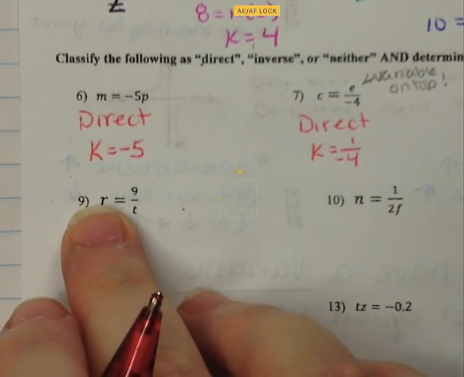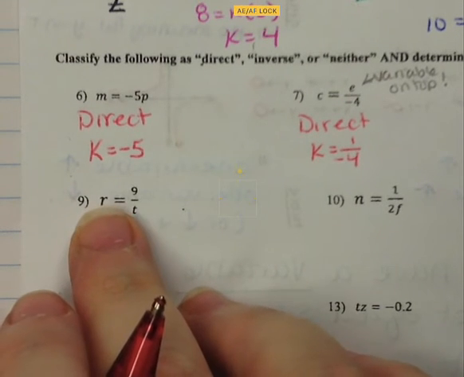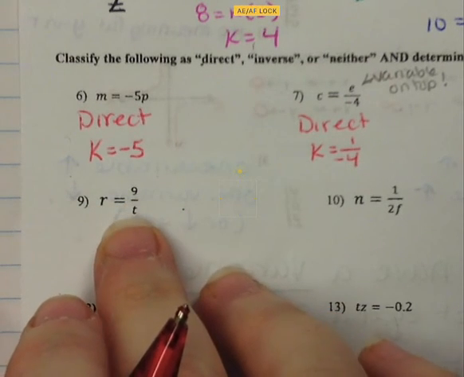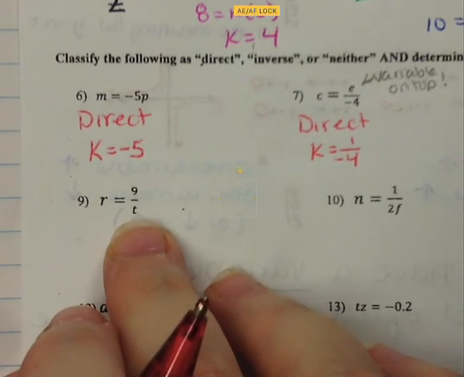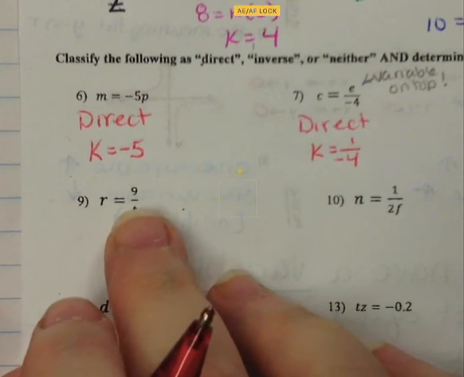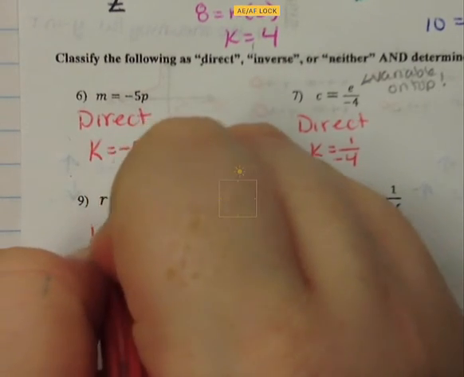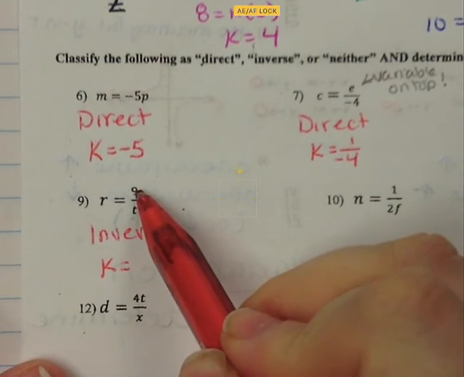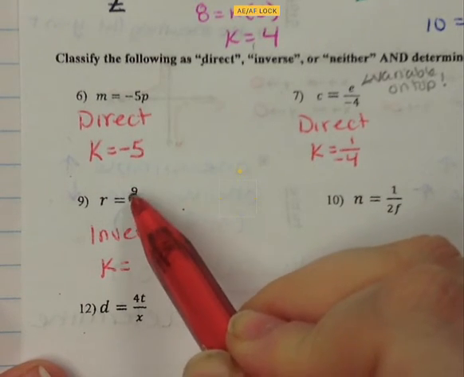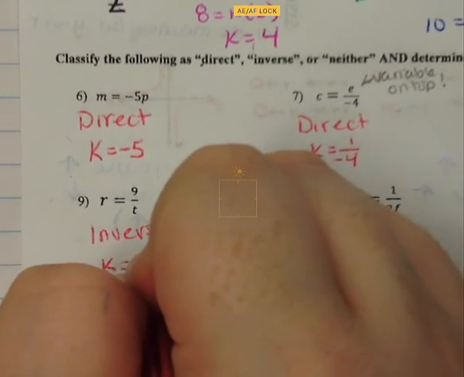Number 9, r is completely alone, so that means we can determine direct or inverse. It's all divided by t, so the t is on the bottom. That means that this is an inverse. And our k is equal to, we have 9 on top and 1 on bottom. So 9 divided by 1 is 9.